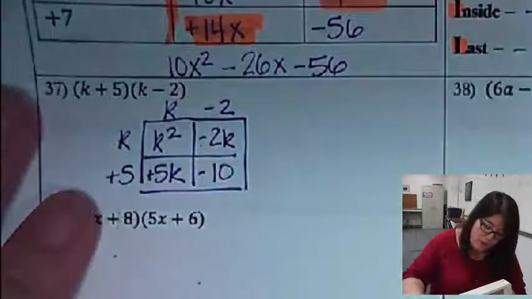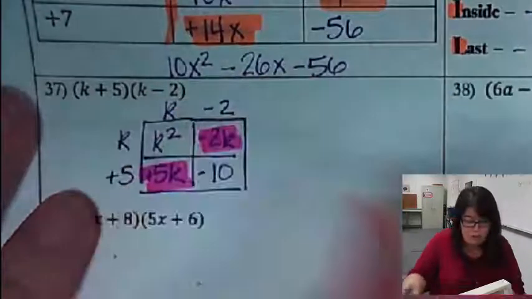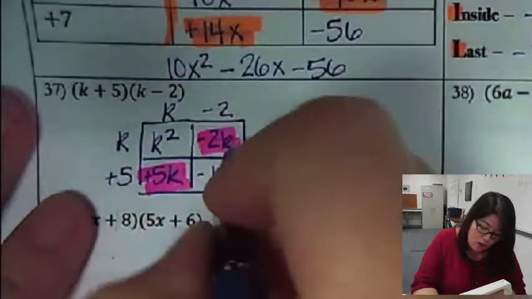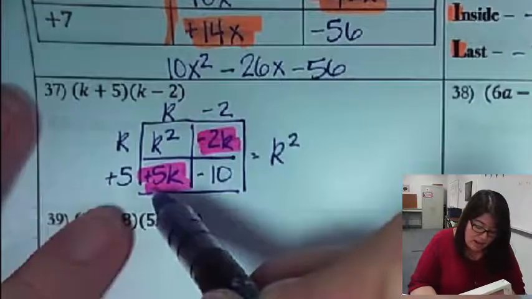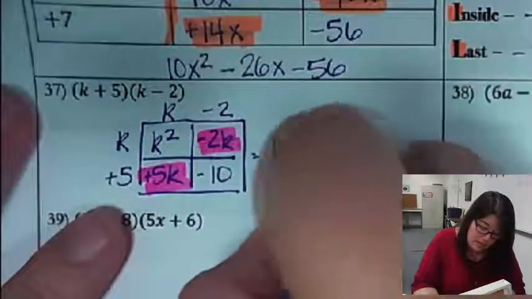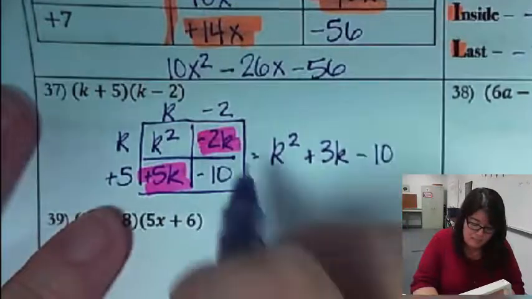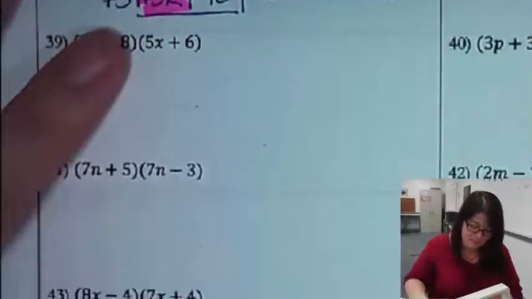Notice that we have two terms that are k terms. So those are our like terms. We're going to combine them. So I'm going to start with k squared, and then positive 5 and negative 2 gives me positive 3k. That's how many k's I have. And then minus 10. And I'm all set. Let's take a look at another one.